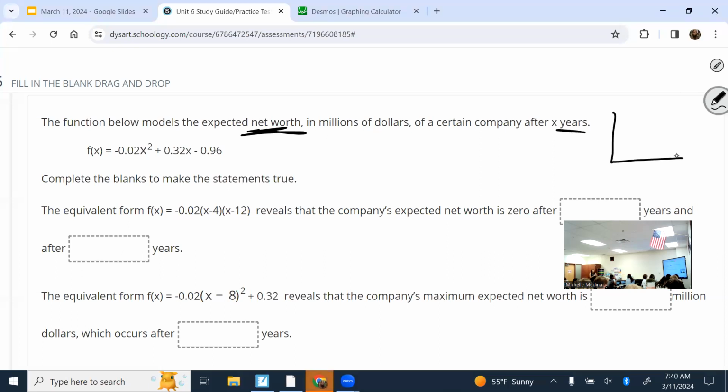What would have to go on my x-axis? Net worth or years? Years. Time is almost always on the x-axis. So that means my y-axis is for net worth. If it's asking me when my net worth is going to be 0, what part of the graph is my net worth 0? Is it 0 up here for my net worth? Where would it be 0?